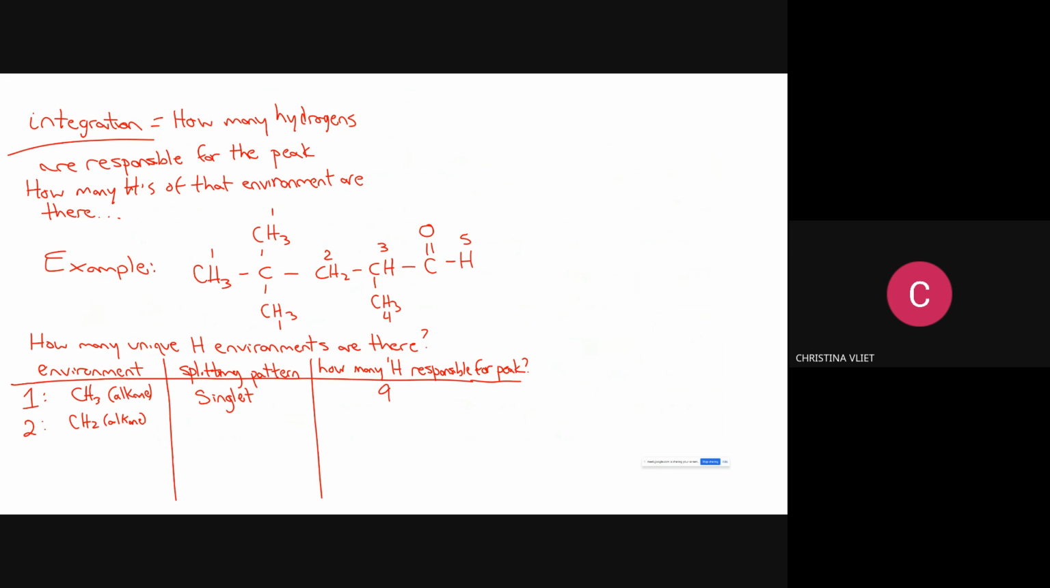It's a doublet. It should show up on a graph as a doublet. Because although there are no hydrogens here, there's one right here. And 1 plus 1 is the n+1 rule. It means it's got its original peak, but it gets split by 1 hydrogen. And so it splits into 2. And so this right here would be a doublet. How many hydrogens are responsible for this peak, this environment? 2, right? So that's 2.